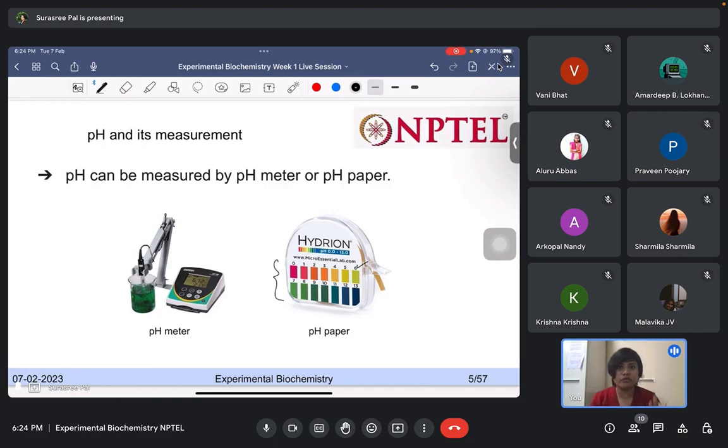Okay, so for example, if your solution is of 7.4 pH, in the pH paper you will see a color which is intermediate of pH 7 and pH 8, but you won't be able to say whether the solution is of pH 7.4 or 7.5 or 7.7, but that you can test using a pH meter.